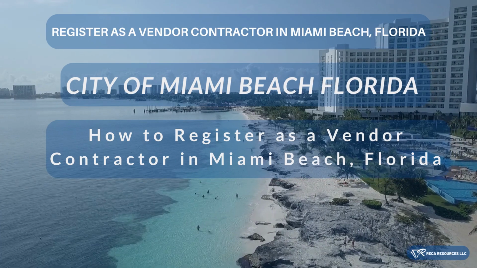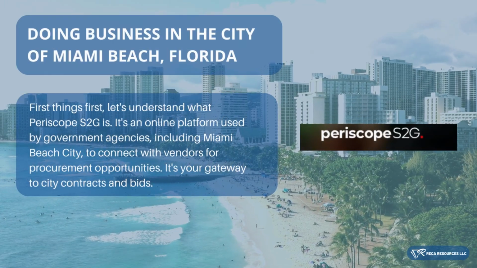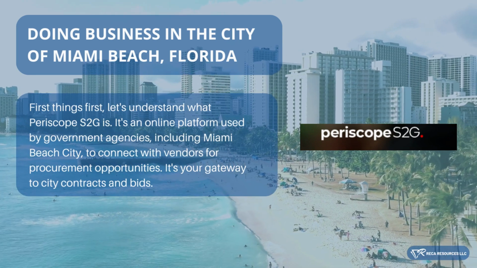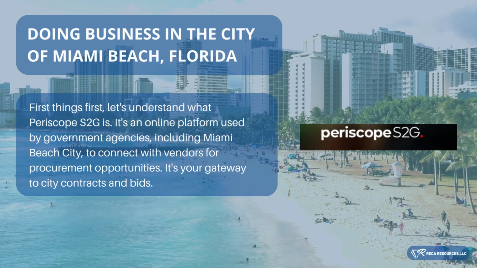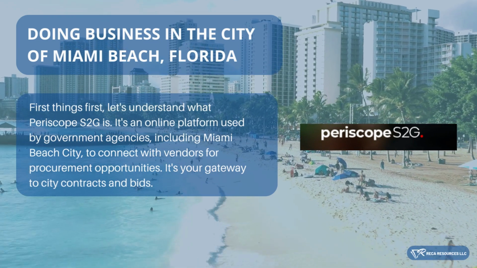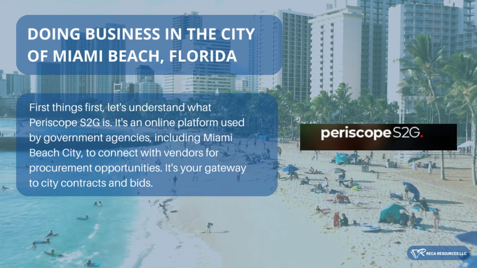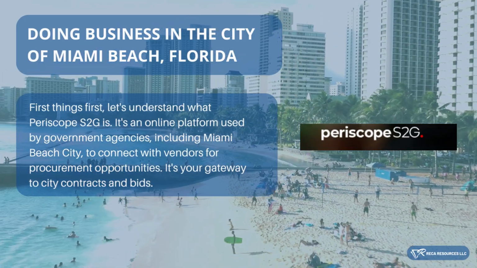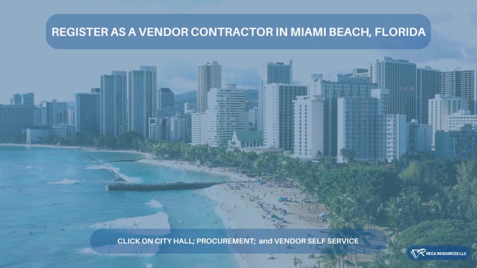Let's get started. First things first, let's understand what Periscope S2G is. It's an online platform used by government agencies, including Miami Beach City, to connect with vendors for procurement opportunities. It's your gateway to city contracts and bids. Begin by registering as a vendor on the Periscope S2G portal.